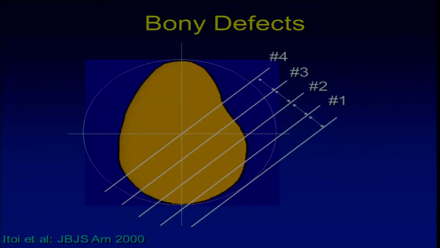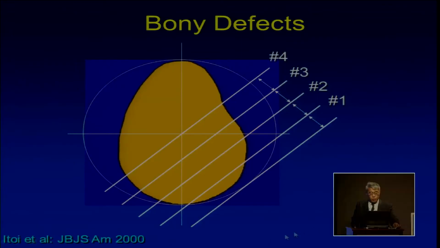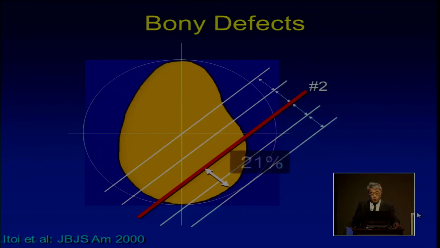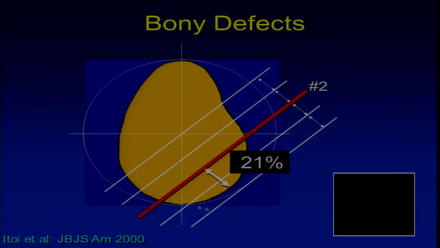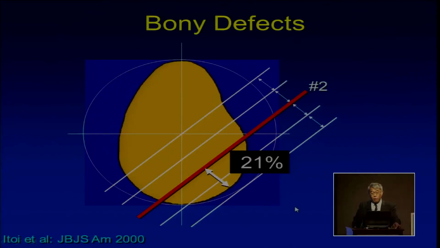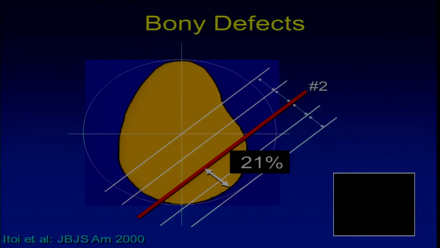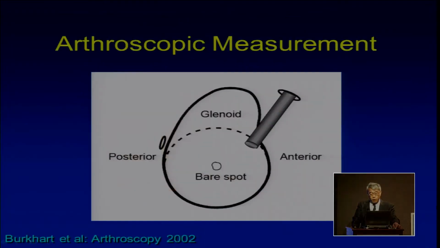And first, we used cadaveric shoulders, and we created a bony defect stepwise at the 4:30 position. That means anterior-inferior part of the glenoid. And when we created this size, the length is 21% of the entire length of the glenoid. Then, after Bankart repair, we could not restore the shoulder stability. So we thought that this was the critical size of the glenoid bony defect.